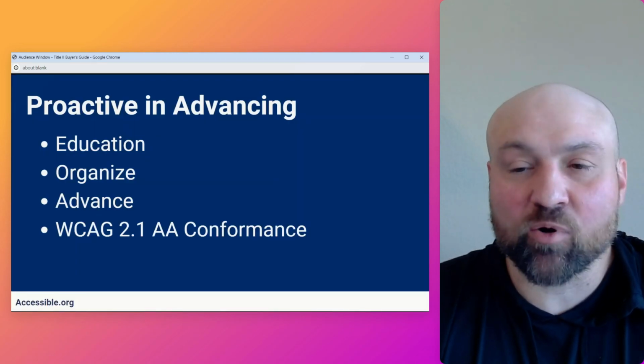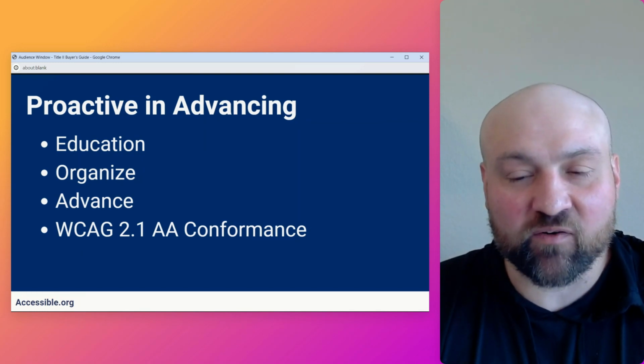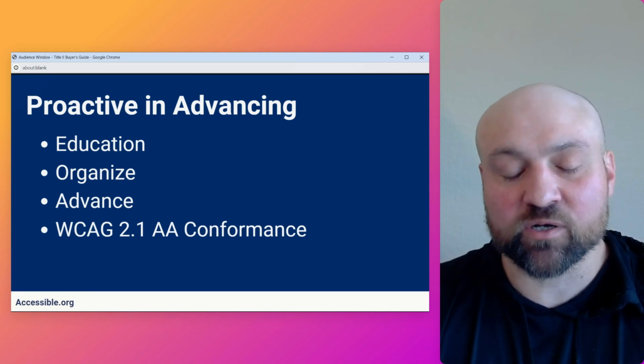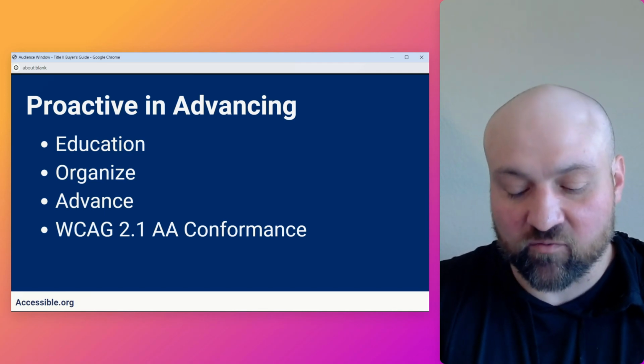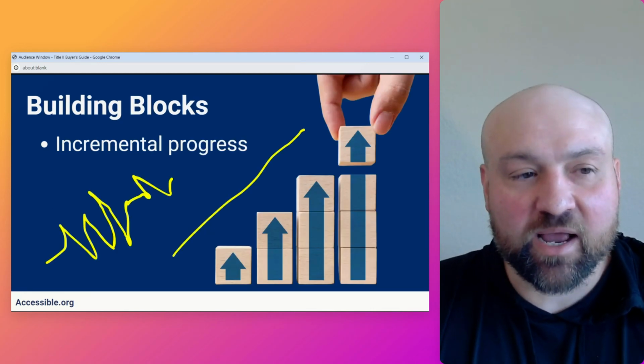Okay, on this next slide, I just have proactive in advancing. So throughout this process, start with education, organize your efforts, and then you need to be proactive and really start advancing, because in the end, we want to reach full WCAG 2.1 AA conformance, but it does take some time to get there. So in this next slide, I have building blocks.